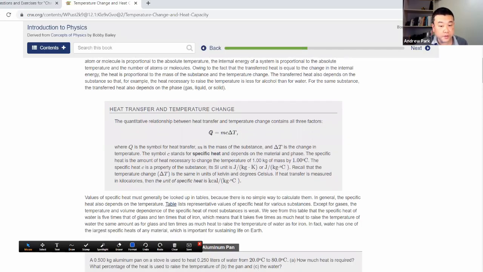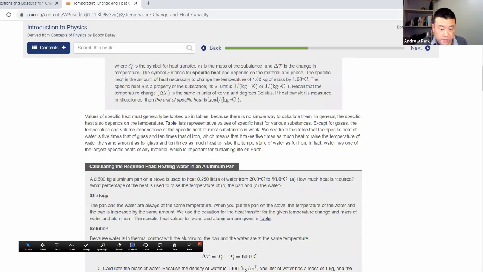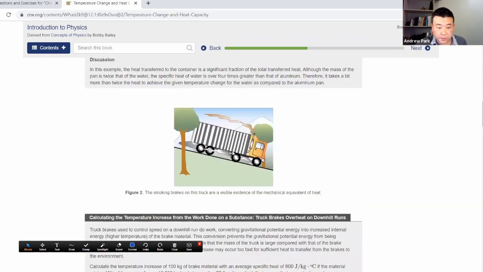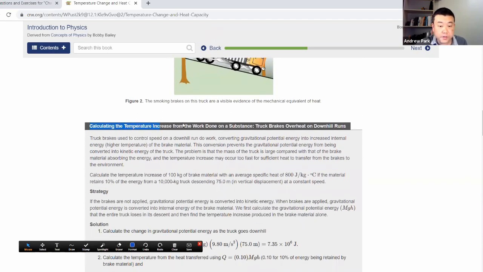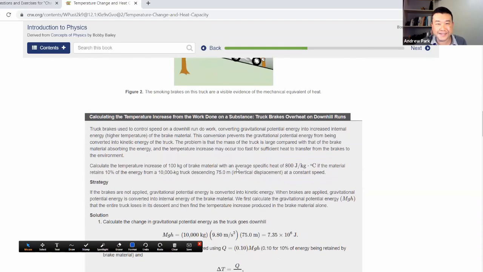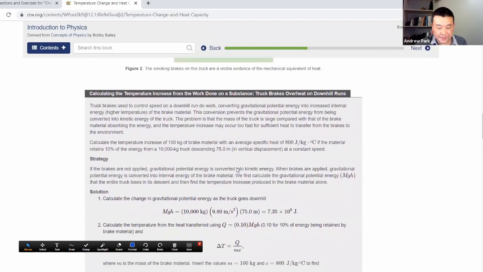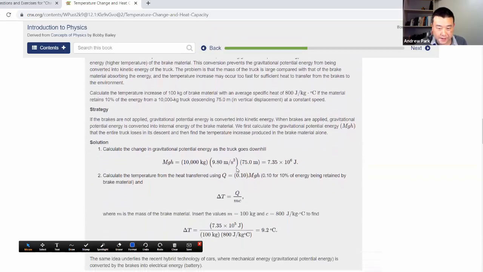It relates the heat transfer to the temperature change through the amount of the material in mass and what's called the specific heat. So this gives you the necessary information, but since I also gave you the specific example to look at, let me go to the example. I think it's tied to this one, yeah. Calculating the temperature increase from the work done on a substance. All right, so you should read this in detail. For right now, I'm just going to look at, here it is.